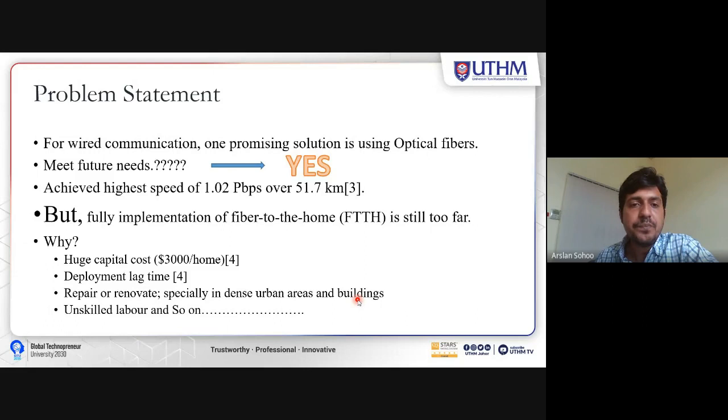But there are some issues. Its full implementation, I mean fiber to the home, is still too far due to different reasons. One is the huge capital cost, because installation is very expensive, about $3,000 per home. Then there is development lag time, as it depends on government policies and will take time. Also, repairing and building civil infrastructure requires very highly skilled labor. So it will take time to reach FTTH at homes, and we need some prompt solution.